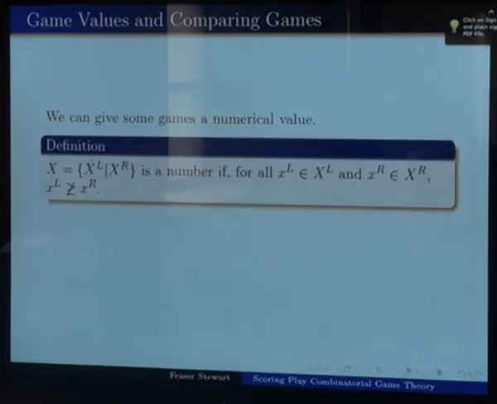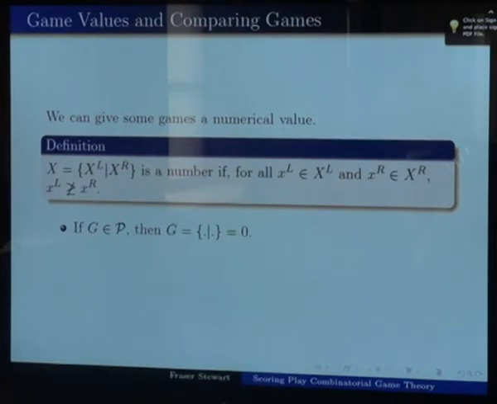But generally, for some games we can give them a numerical value. A game X is a number if, among all the left options and all the right options, there's no left option that's better than a right option. So if XL is greater than or equal to XR, that means the XL option is better for left than the XR option, basically. As I said, this is a little bit technical, but you don't really need to know this. It's just to give you a little idea. Basically, when we talk about numerical values and comparing games, what we have is what we call an identity.